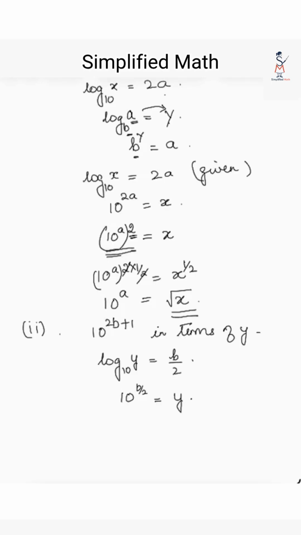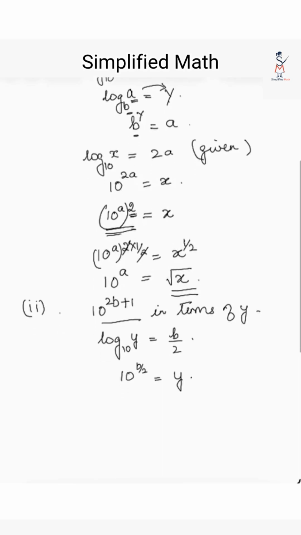Now what is the case? What I want is 10 raised to the power 2b plus 1. So first we will concentrate on this. We know in exponents, 10 raised to the power n plus m is 10 raised to the power n into 10 raised to the power m. Fine. This is the case. When the bases are the same and the numbers are multiplied, the powers get added. So 10 raised to the power 2b plus 1 will become 10 raised to the power 2b into 10 raised to the power 1.